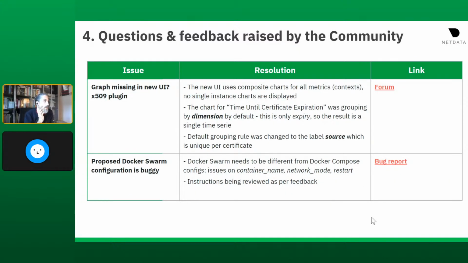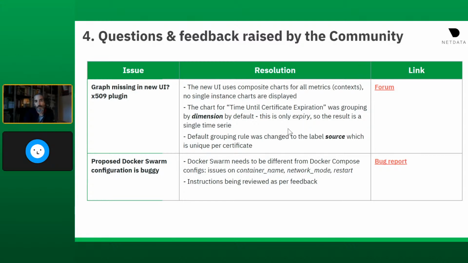So the next one was some feedback about a graph missing on the UI around this X509 plugin. This is related to the changes that were done on the way we present charts. We no longer present charts by chart instance, we group them by context. In this case, the charts were grouped by the context, and the display was by default with a group by dimension. And the dimension in this case was the expiry, because it's time until certificate expiration.